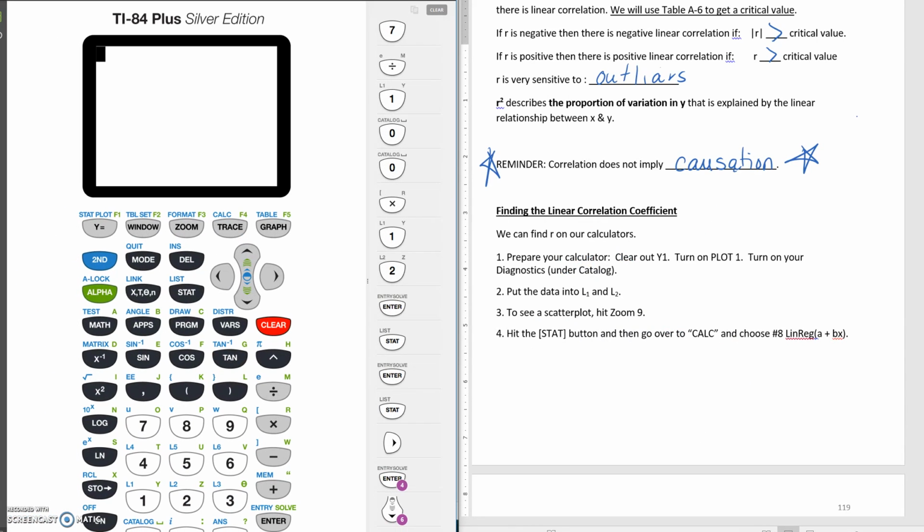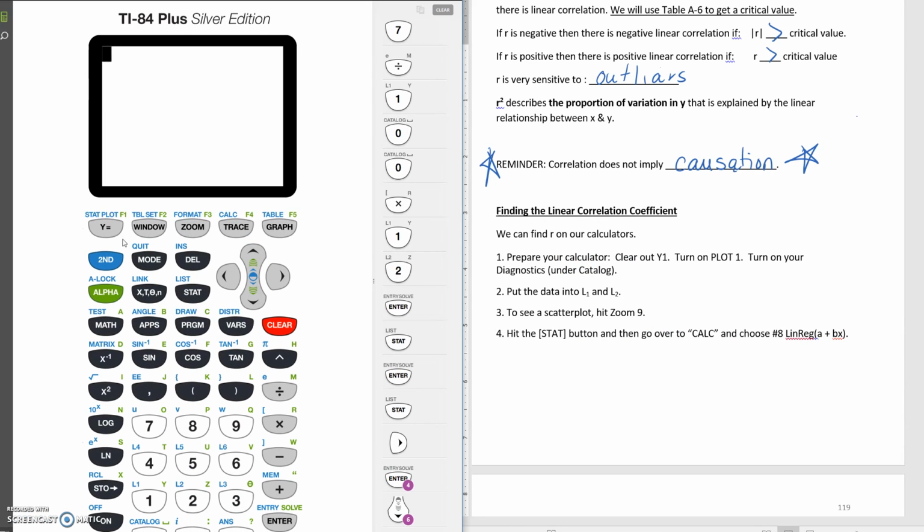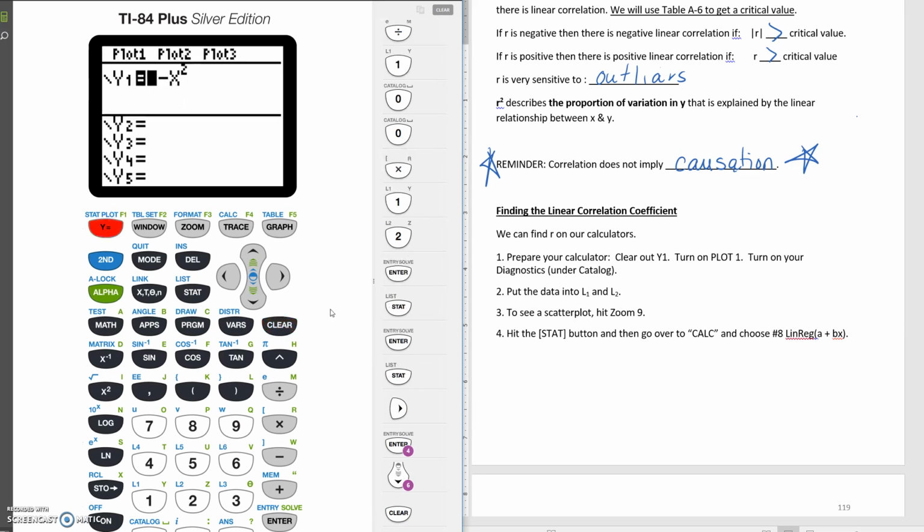Okay, now this is telling us to clear out y1. So if you go to y equals, you just don't want anything in there, which you can just hit clear and it'll clear it out. So we're going to turn on plot 1. So this plot, we're just going to go up to it and hit enter.